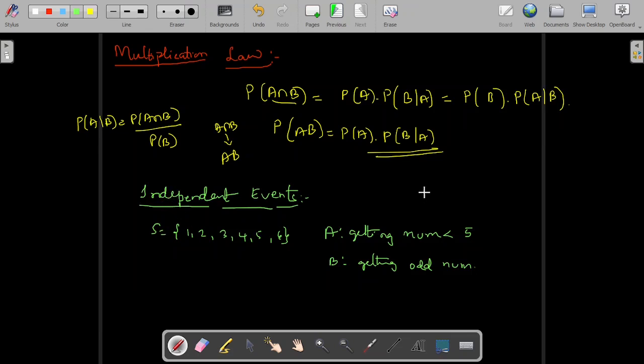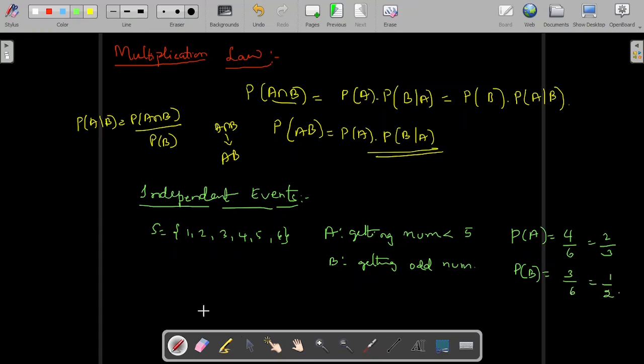What are independent events? See, I will take the example of throwing a die. The sample space is this, and I will give you two events. A is getting a number less than 5 and B is getting an odd number. The probability of A, getting a number less than 5, is 1, 2, 3, 4, so it is 4 by 6, which is 2 by 3. The probability of B, getting an odd number, which is 1, 3, 5, is 3 by 6, which is 1 by 2.